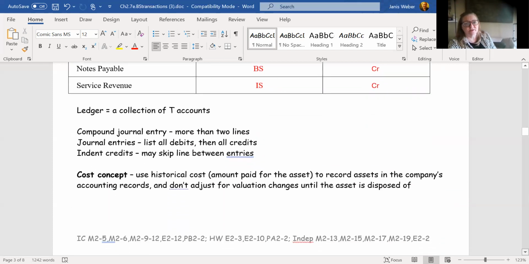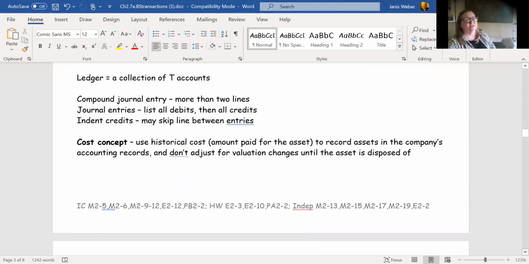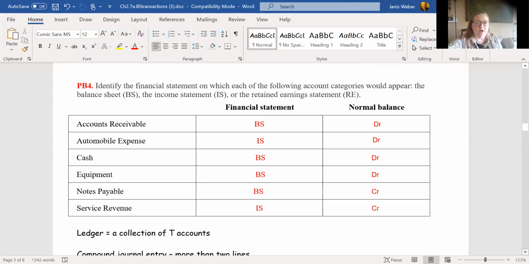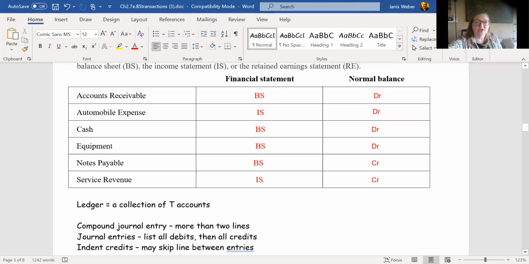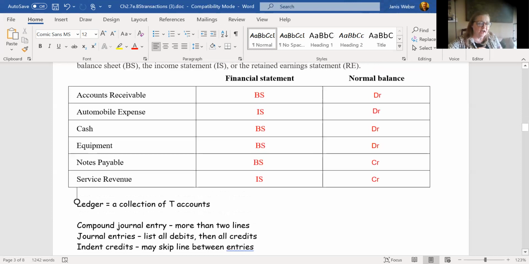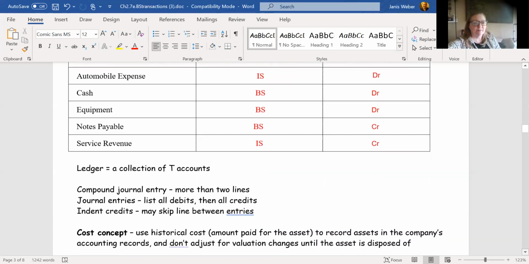Ledger is a term. It says a couple of terminologies, set of exercises. Ledger is a term that is just a collection of T accounts. So if you had all these different accounts we've been talking about, they would each have a T account that would track all the activity that happened in that account. So if you put them all together, you have the company's ledger, and it just includes all the T accounts or all the account balances for all their activity that's happened.